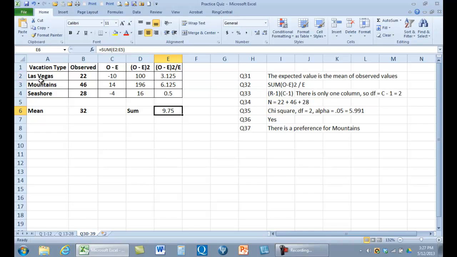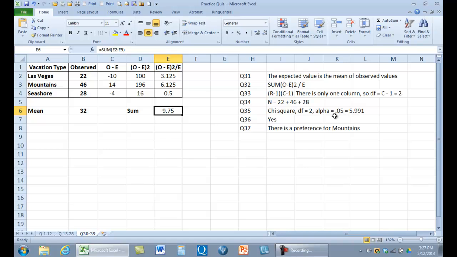We have three rows, and so a normal computation is rows minus one times columns minus one, but we can't have 0 degrees of freedom, so we just ignore this term and say we have 2 degrees of freedom. And then that value is standard for chi-square, degrees of freedom 2, alpha equals 0.05, which is 5.99.